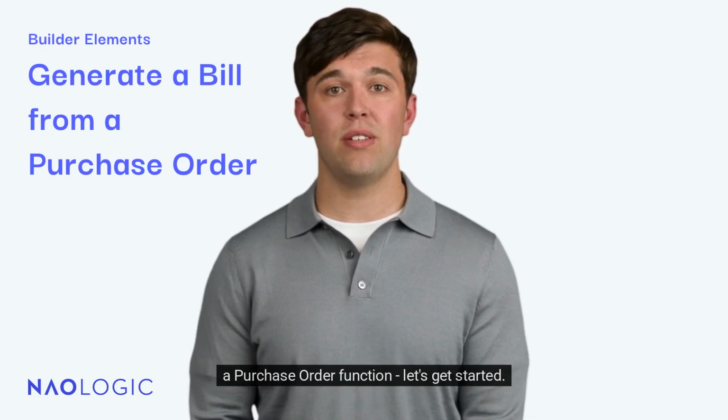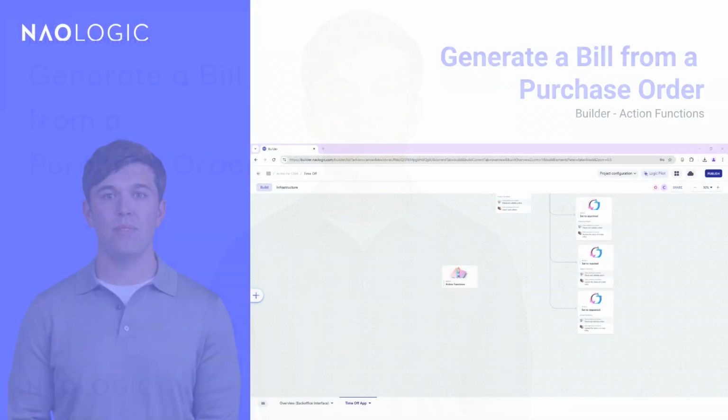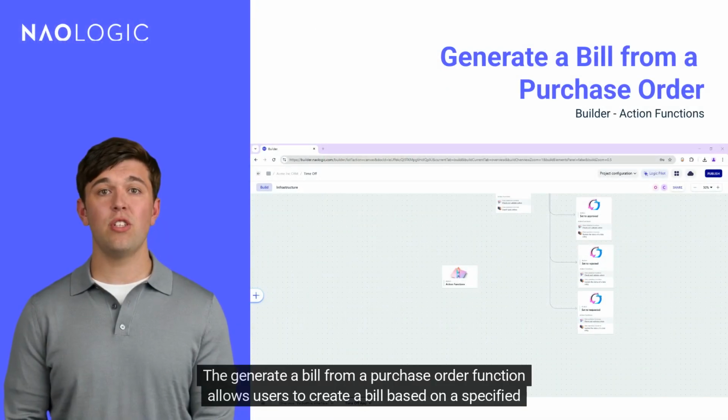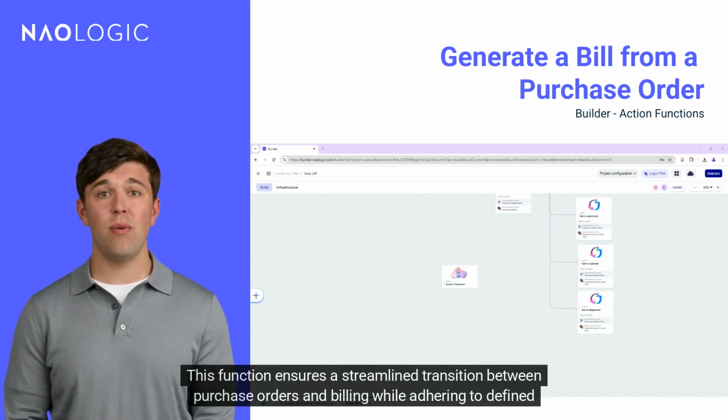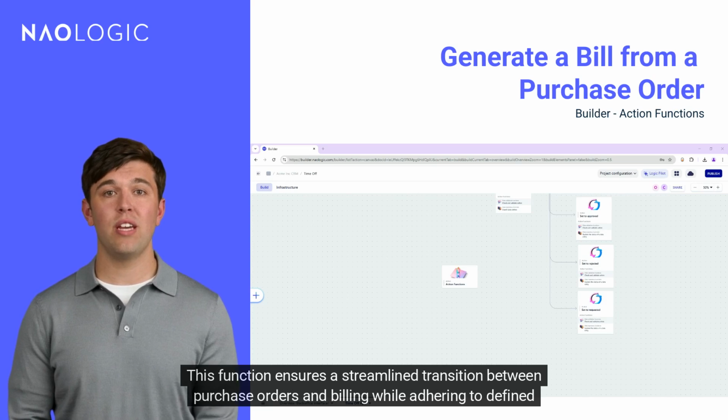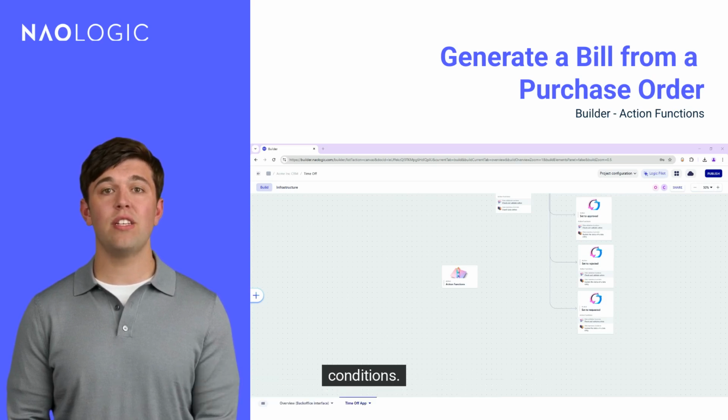Let's get started. The generate a bill from a purchase order function allows users to create a bill based on a specified purchase order. This function ensures a streamlined transition between purchase orders and billing while adhering to defined conditions.